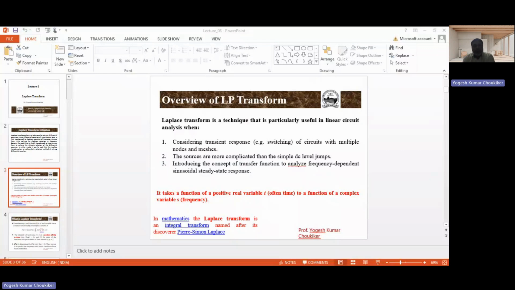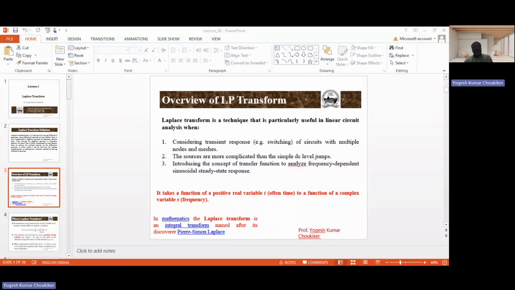One more example: find V naught of t in the circuit. Assume V naught of 0 is 5 volts. What is the meaning of V naught of 0 is 5 volts? The initial value is how much? It is 5 volts. Okay, so now let us do the solution.